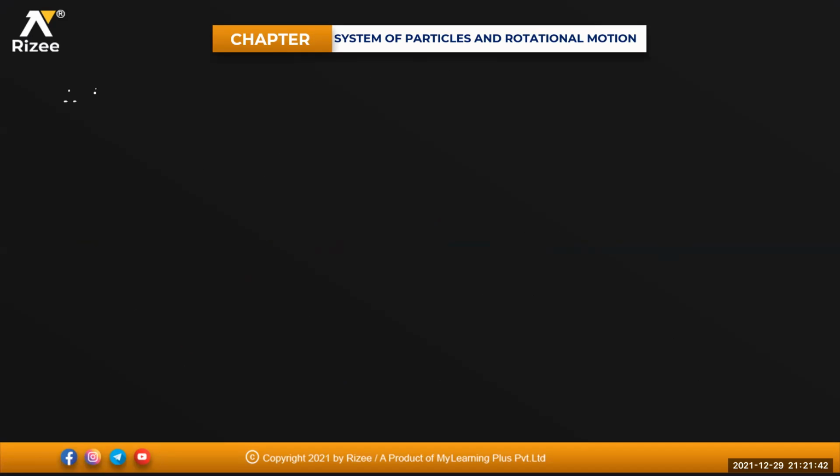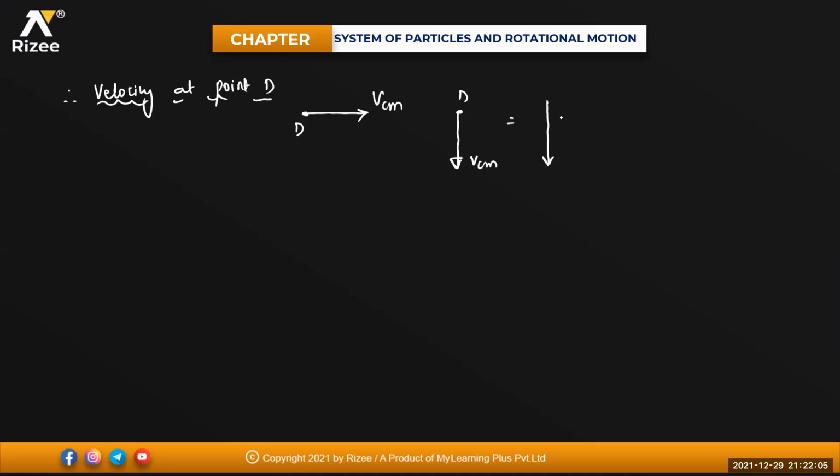So I can write here, therefore, velocity at point D. What will be the velocity at point D, beta? Because of the pure rotation, VCM is in the front direction at point D. And due to the rotation, it will be equal to VCM in the downward direction. So resultant will be something like this. This is VCM. This is also VCM. This is the velocity at point D. That is also root 2 times of VCM. That will be equal to root 2 into your R omega. Clear, beta?